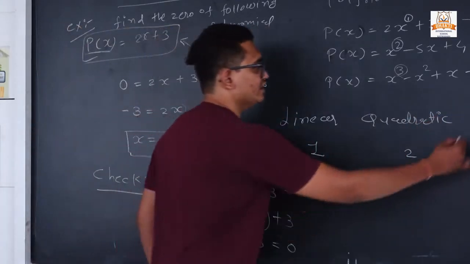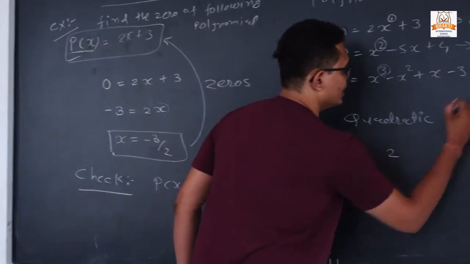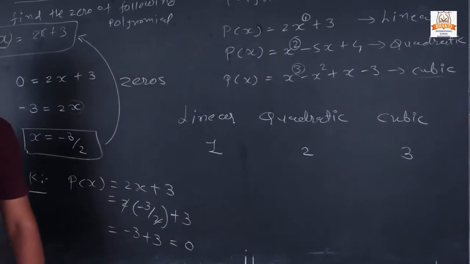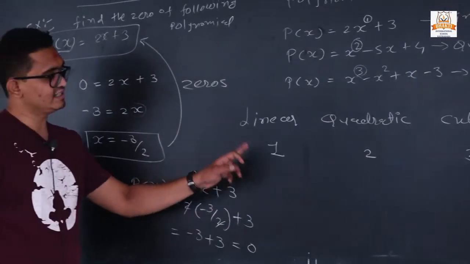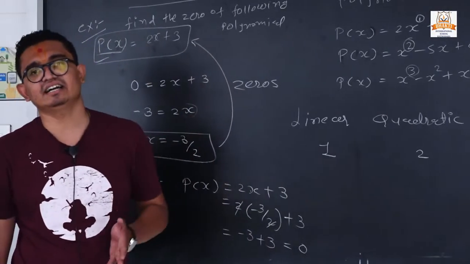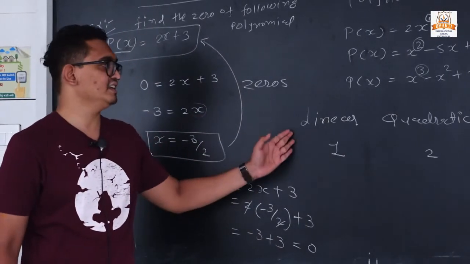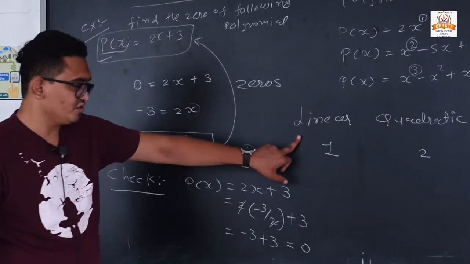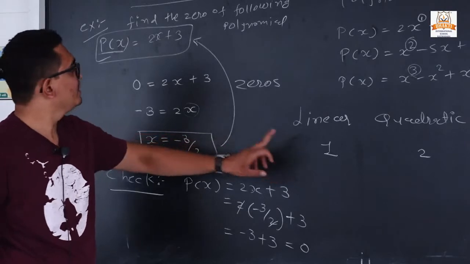And if we have the cubic polynomial, the number of zeros is 3. Clear? You must remember that. I can also make one chart in the next lecture, so you can get the idea of how we can differentiate between linear, quadratic and cubic zeros. But here you need to remember one thing.